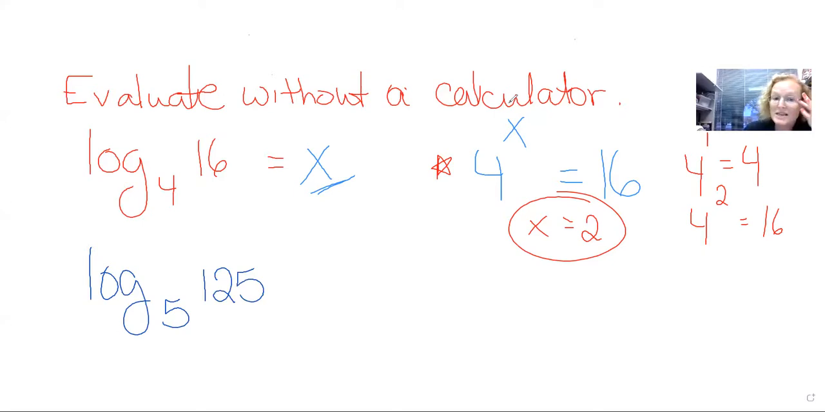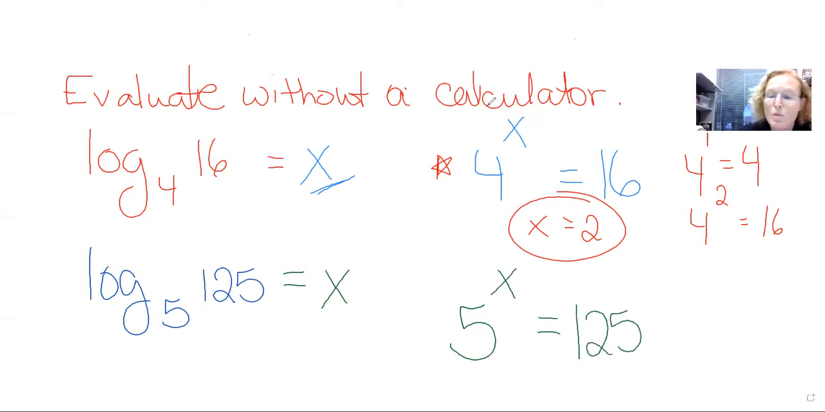Now you'll notice it is exactly like the problem above, so I'm going to do the same thing. I don't know what this equals off the top of my head, so I'm going to say it equals x, and then I need to find x. Once I have something on that other side, I can change it to an exponential: 5 to the x power equals 125.